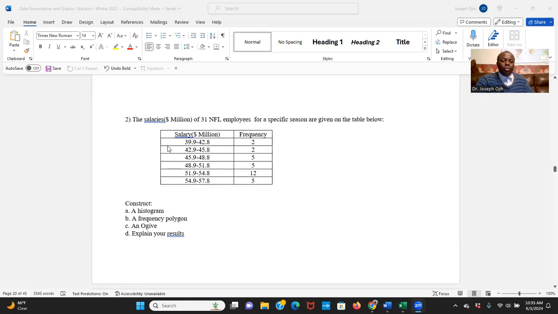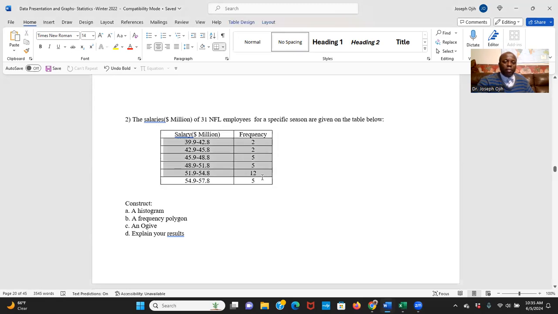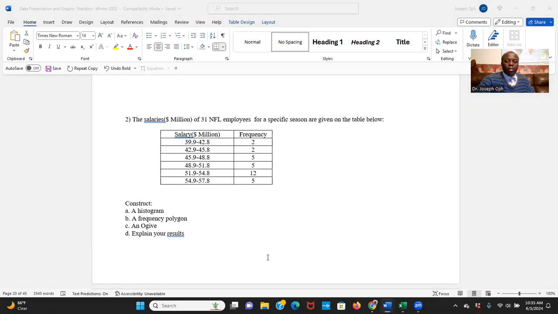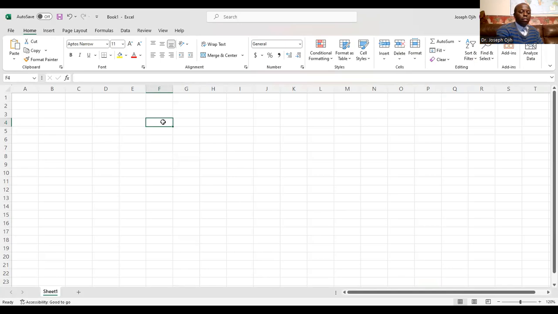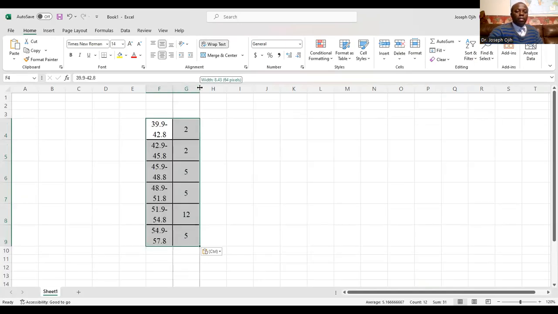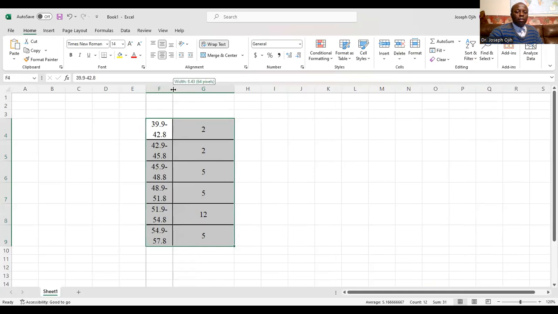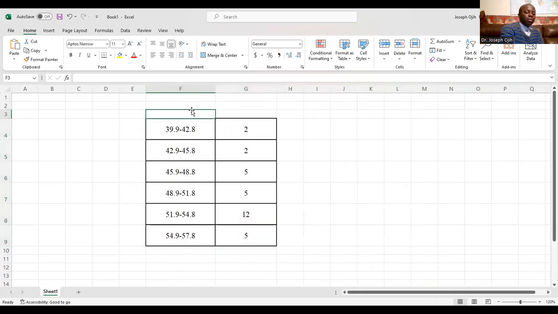Now, your first step is to put this information into Excel. So I'm going to copy it from here. The salary, okay, and your salary and the frequency. So I'm going to copy this and then put them in Excel. On this section, I'm going to paste it in Excel. So extend it. Okay, this is the salaries in millions of dollars.